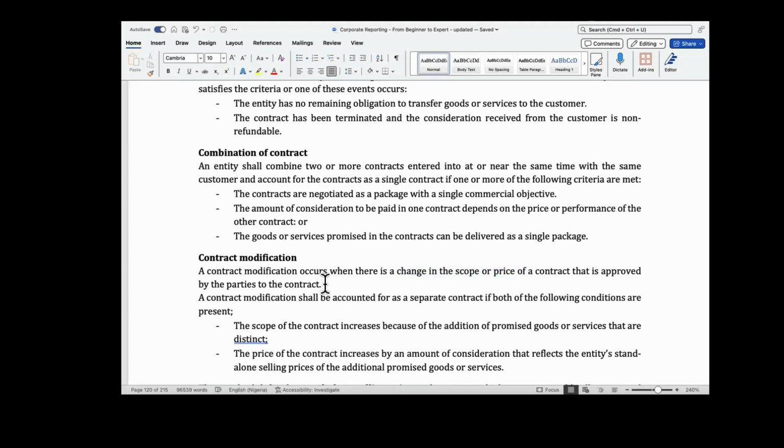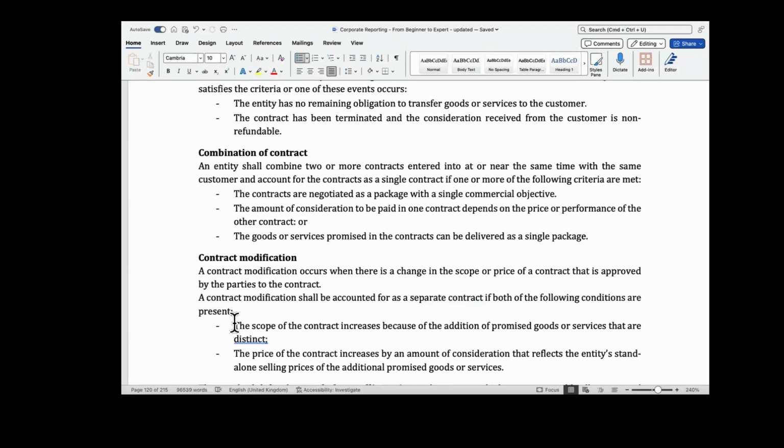Now, when there is a change in the scope or change in the price of a contract, are you going to account for that change as a separate contract, or are you going to see that change as part of the original contract? Now, this standard is saying that you should see it as a separate contract if the following conditions are present.